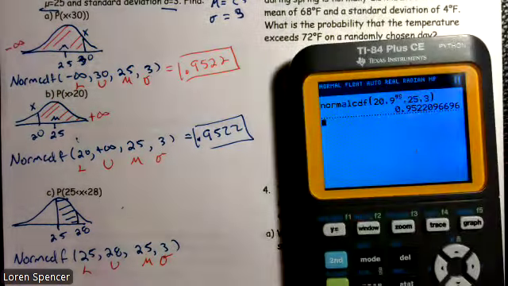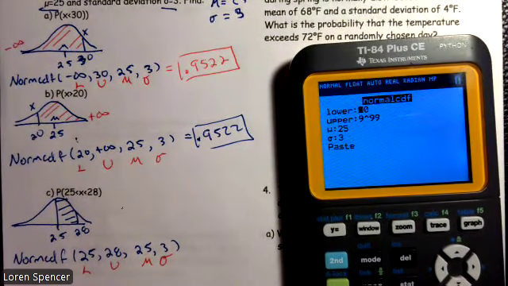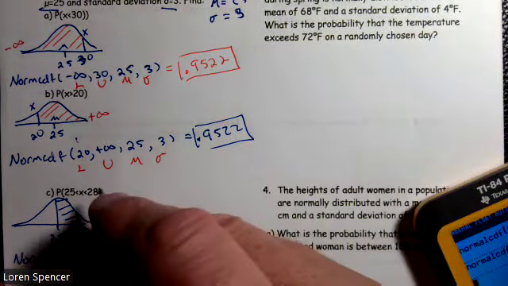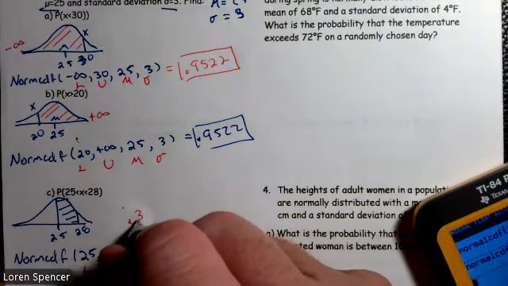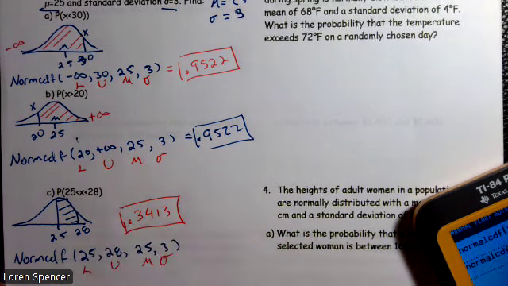So here we go. Second vars, normal CDF, lower bound 25, upper bound 28, mean of 25, standard deviation of 3, and we end up getting 0.34134. So 0.3413.